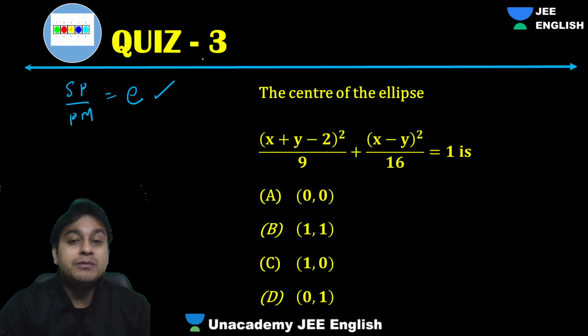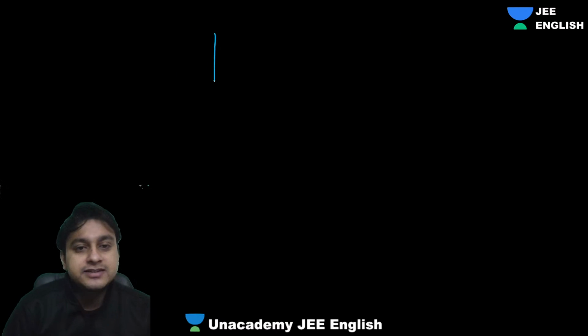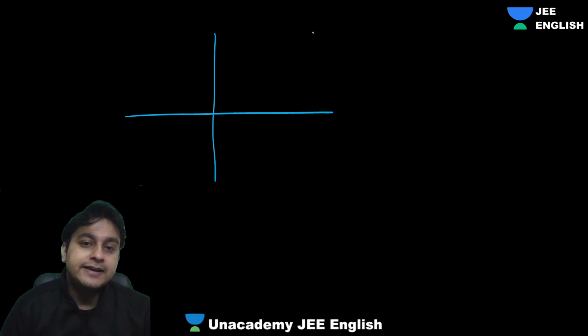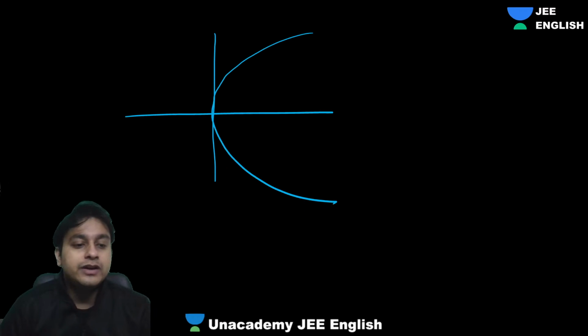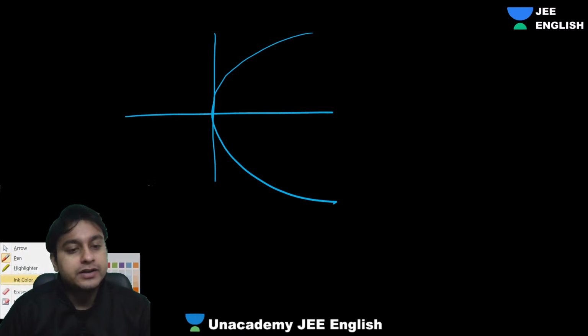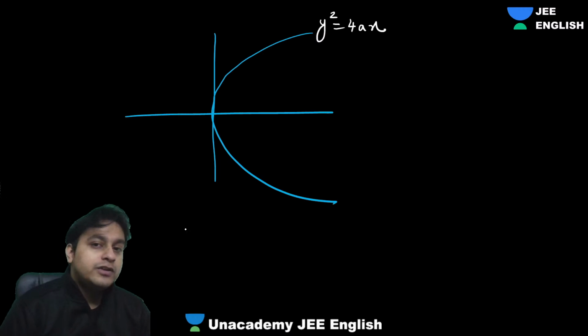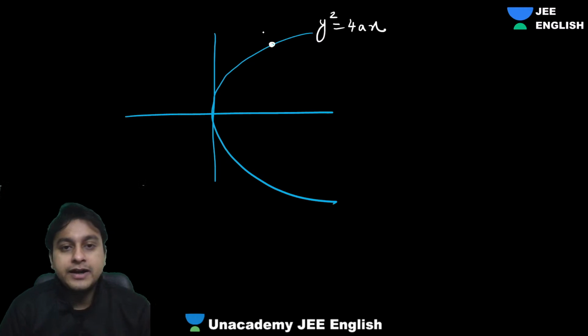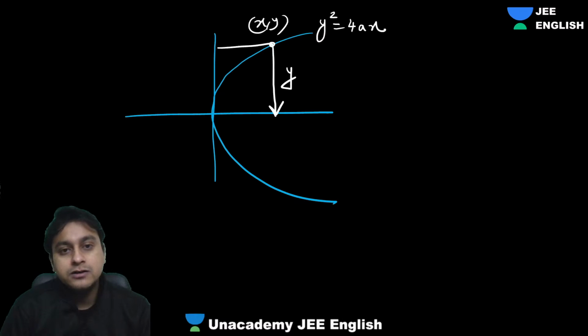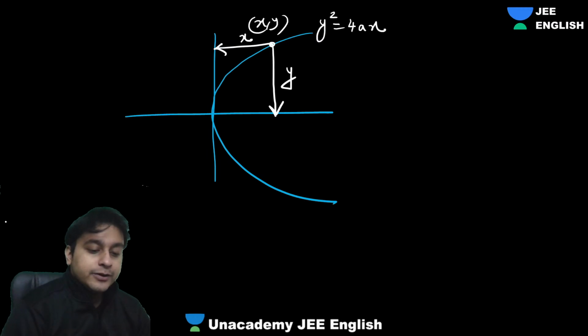But remember when I was discussing the parabola's equation, I'll try to recollect everything with you, and you can easily understand things going forward. See guys, let's suppose y square equals 4ax. Any point, let's suppose x comma y. This height is y, and this length will be x.